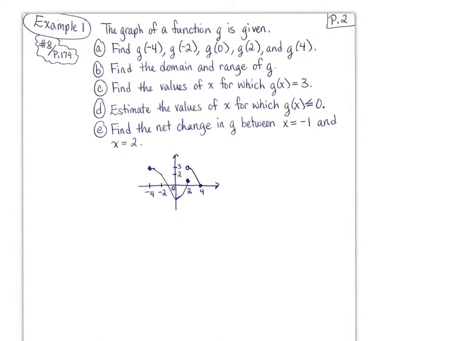That's the first part. B, find the domain and range of g. C, find the values of x for which g of x is equal to 3. And D, two more parts. D, estimate the values of x for which g of x is less than or equal to 0. And E, find the net change in g between x equals -1 and x equals 2. Okay? Now, this is a graph. The only thing missing from this graph is that this point here will be -2. Okay?